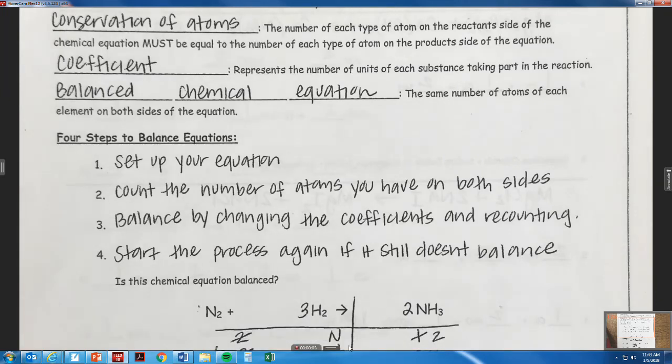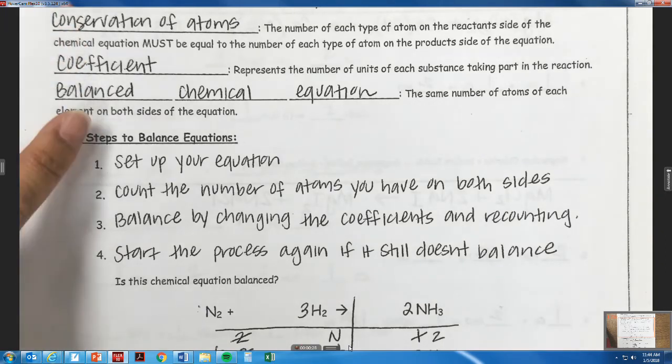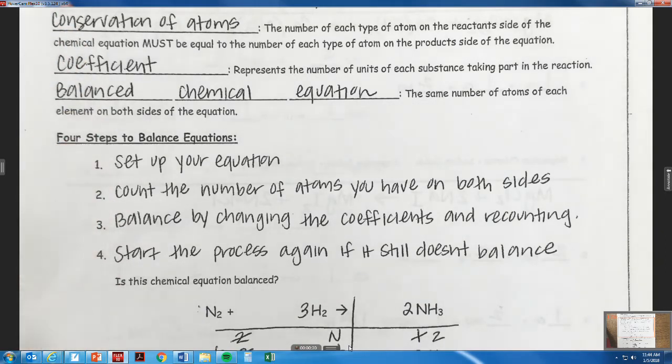Hey guys, so today we're going to go over day 3 notes, how to balance chemical equations. Yesterday's notes, you should have learned how to write chemical equations. Today we're going to learn how to balance those chemical equations. For the sake of time, I'm just going to give you the key for the notes, because a lot of it is just vocabulary and then these 4 steps to balance equations.